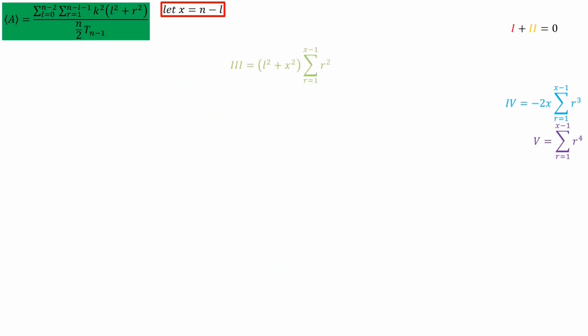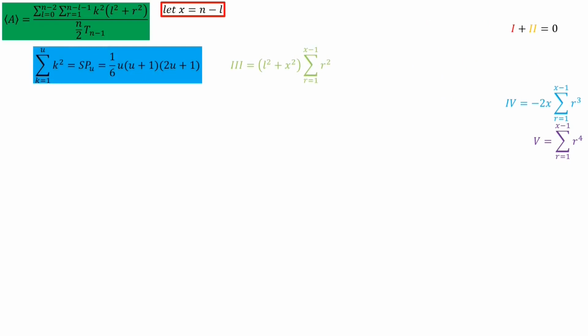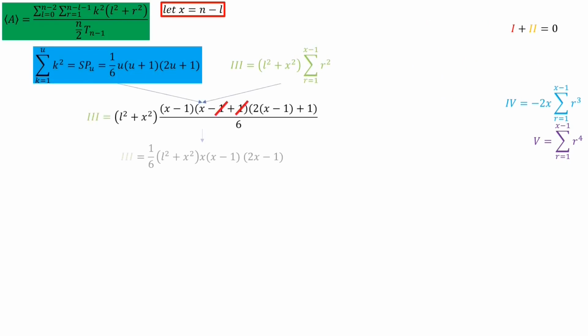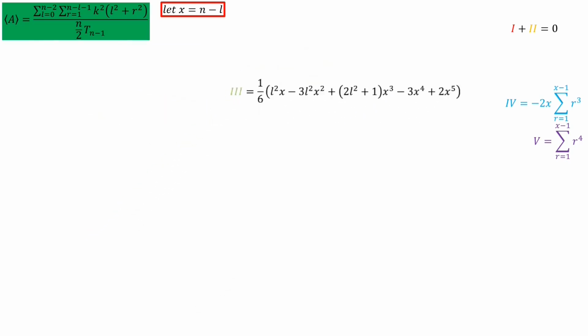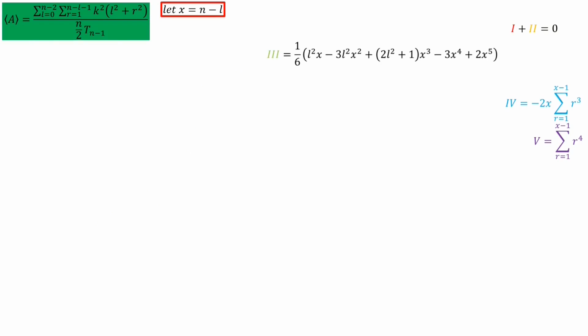To solve for part 3, we need the square pyramidal numbers by plugging in x minus 1 for u. It's a multi-step process. We solve everything as a polynomial in x, we isolate this factor, and convert it into a little polynomial in x, and distribute this other one to get the 5th polynomial in x. And now the real fun begins, because we need x back in terms of n minus L in order to eventually do the inner sum.